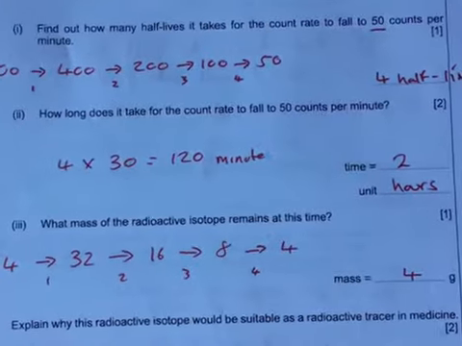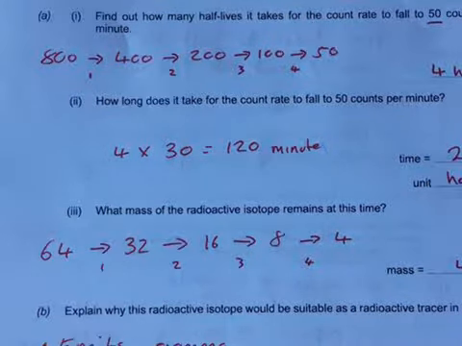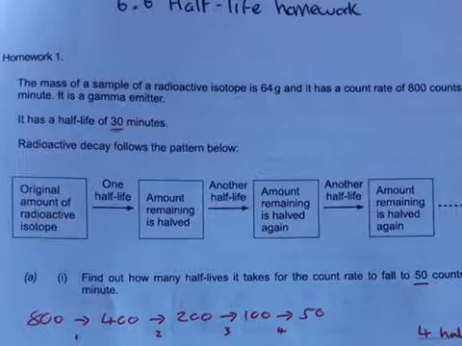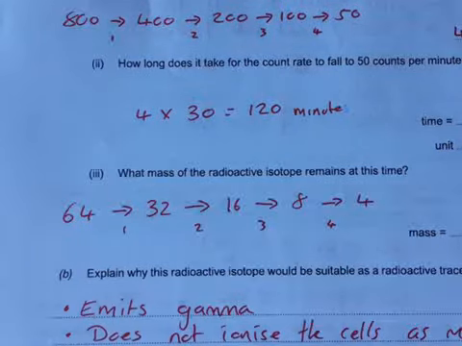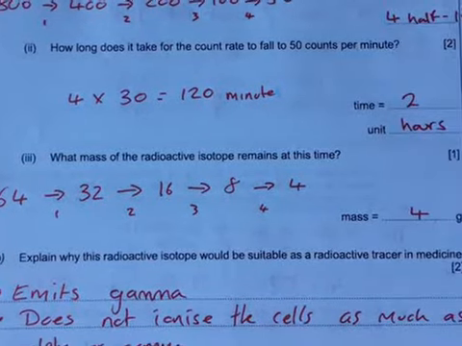What mass of the radioactive isotope remains at this time? So if we're looking at mass, we start with 64. Again, I've got it from this bit of the information, and then I'm going to go down here. So if it starts at 64, it's going to half, it's going to half, it's going to half, it's going to half. So we've essentially got 4 half-lives, 1, 2, 3, 4, which we've worked out previously, and it just wants to know after 4 half-lives how much is going to be left. So the mass is just going to be 4 after 4 half-lives. So that's what I've put in there.